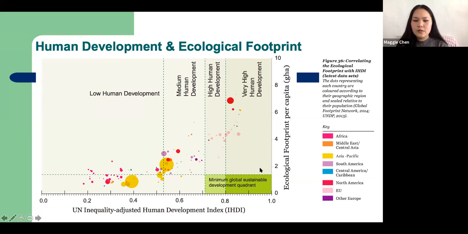So the goal is to be both highly developed and at a sustainable ecological footprint. But right now, at one point there was one country that met both of those standards, and that was Chile. But that is no longer the case. I think that was around 2003 or 2010. But yeah, this is our goal, to be both highly developed and sustainable per person.